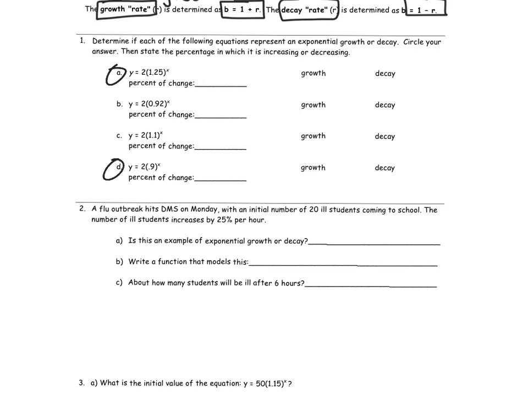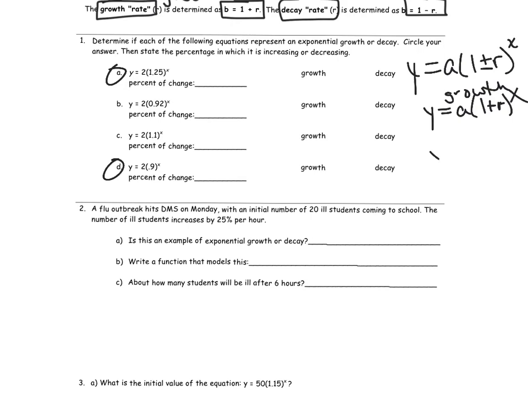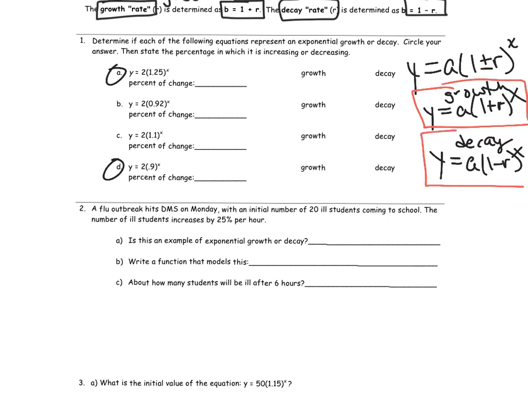So first things first, write out your equation. Y equals A times 1 plus or minus r to the x. Now remember, y equals A times 1 plus r to the x. This would be a growth. And then what would be the formula for decay? What's our decay going to look like? Good. A times 1 minus r to the x. All right? So keep that in mind. We need to know our growth formula and our decay.